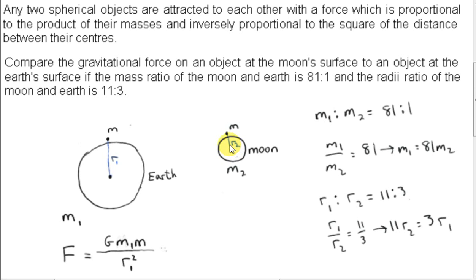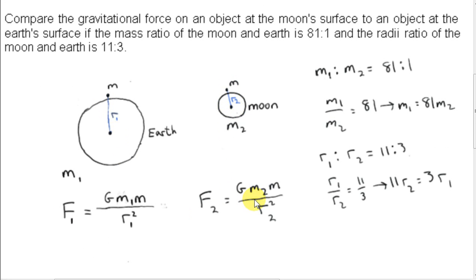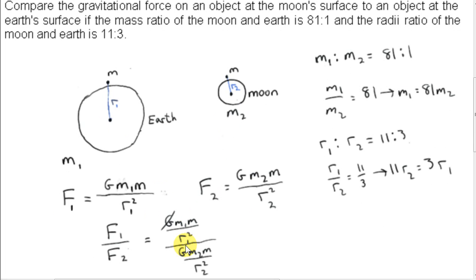So let's call F1 the force on little m due to the Earth, and let's call F2 the force on little m due to the Moon. So we want to compare these two forces, so we can just divide one force by the other to get the ratio. So we divide above and below by G, divide above and below by m. Okay, we're comparing the force on the same mass, of course, little m.